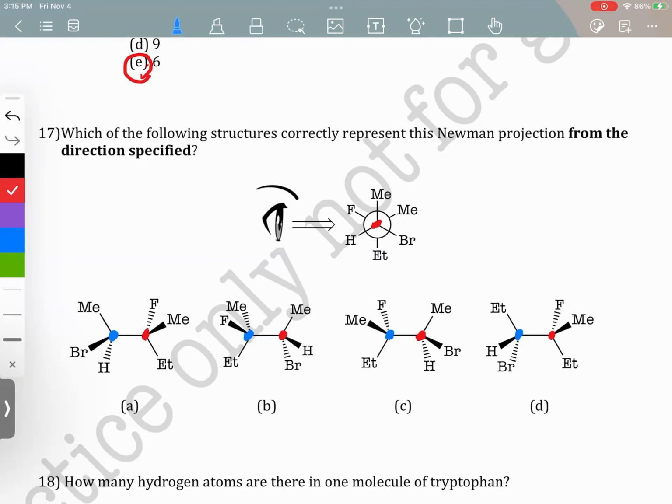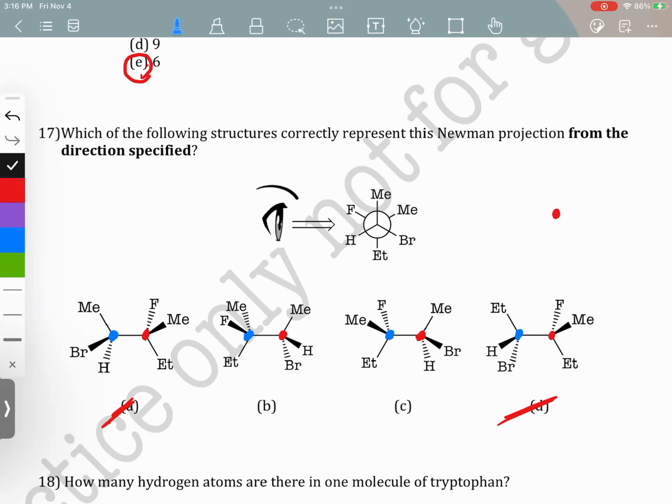A and D can be eliminated because they have the wrong substituents on the wrong carbon. So we're between B and C. From the side, we know the methyl is pointing straight up. So the methyl should be on what type of line? The solid line, right? It should be on the solid because it's going straight up. And the ether too.